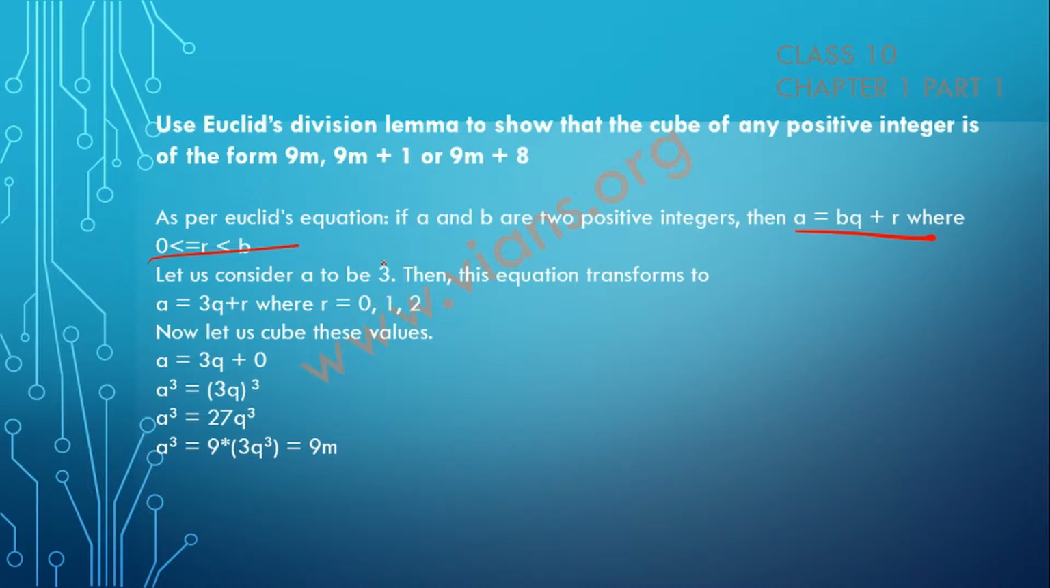So since we need the cube, a needs to be some form of 3, 9. So let's consider b to be 3. I made a mistake there. b to be 3. So a is equal to 3q plus r, where r is 0 or 1 or 2. Now, if a is equal to 3q plus 0, a cube is 27q cube, which is 9 into 3q cube, which becomes 9m. So the cube of any positive integer, which is a over here, is of the form 9m.